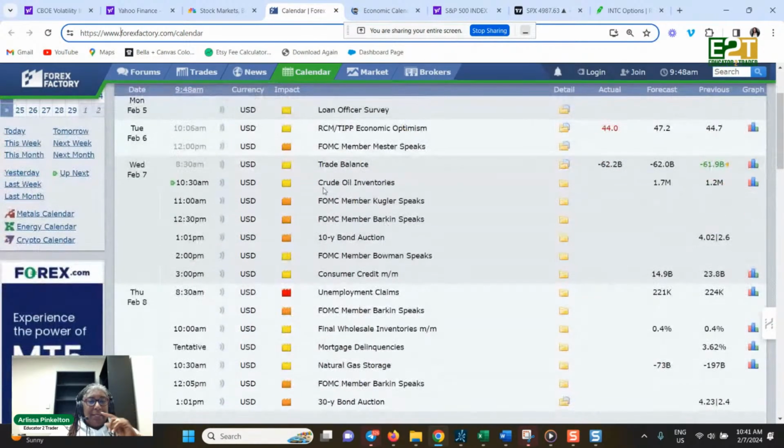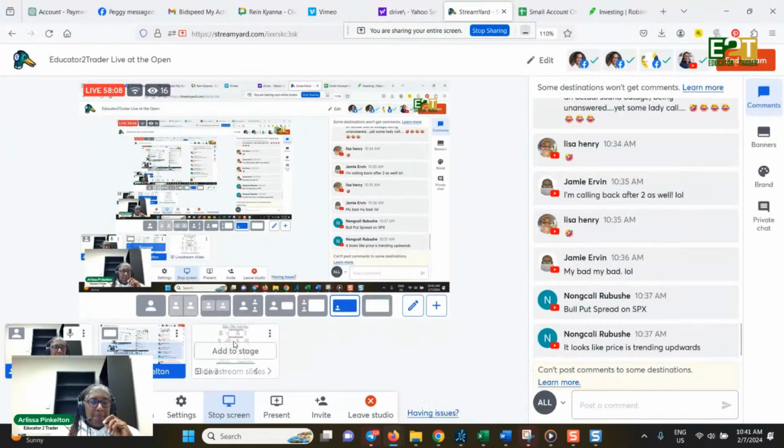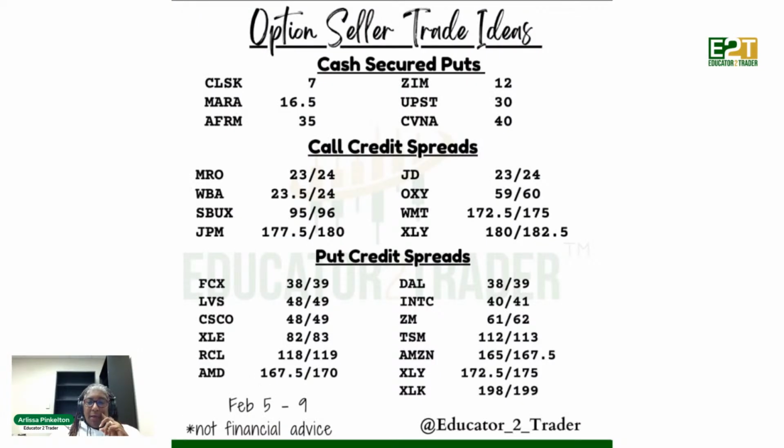Let's see what's on our calendar today. We didn't look at this. We had a one meeting, trade balance, crude oil inventories. FOMC member Kugler and Barkin is 11 and 12:30. Those are orange folders. 10-year bond is 1 o'clock, orange folder. The other ones are yellow. Okay. All righty. We have, looks like price is definitely trending upwards.